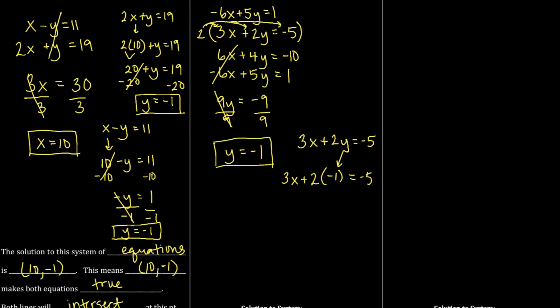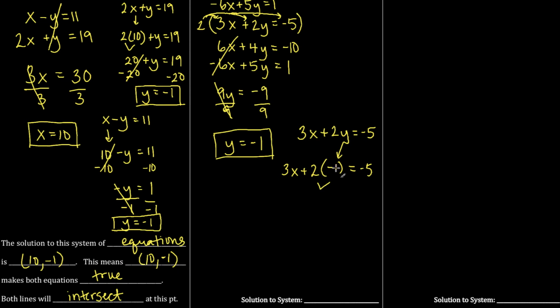All right. 2 times negative 1, a positive times a negative is a negative. So 3x minus 2 equals negative 5. Plus 2, plus 2. 3x equals 2 minus 5, which is negative 3. Oh, that's handy. So we divide by 3, and x equals negative 3 divided by 3, a negative divided by a positive is negative 1.